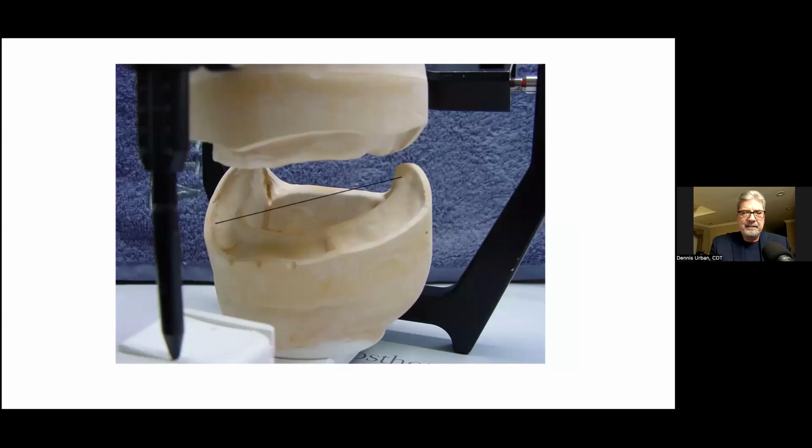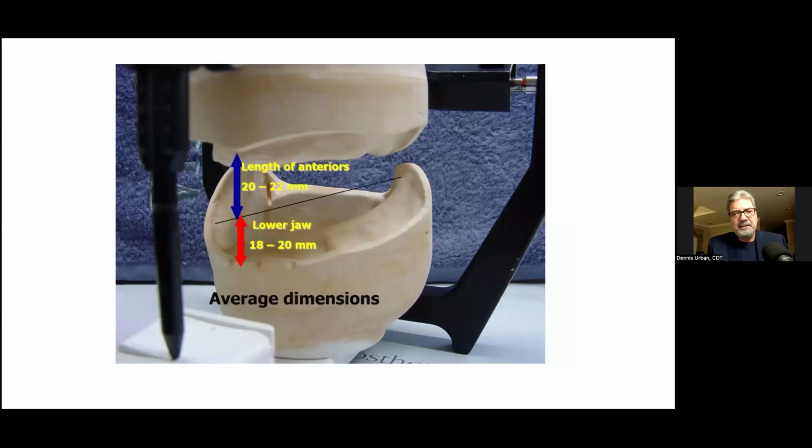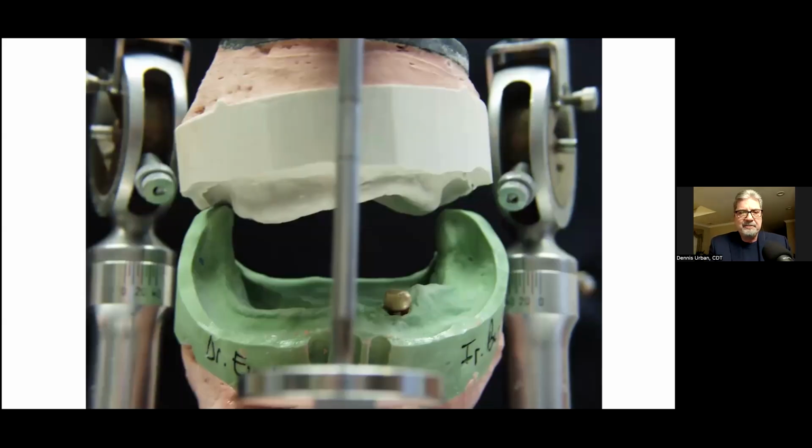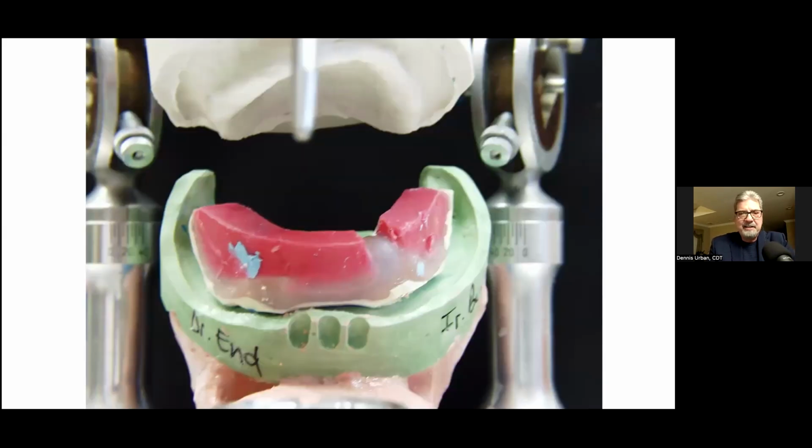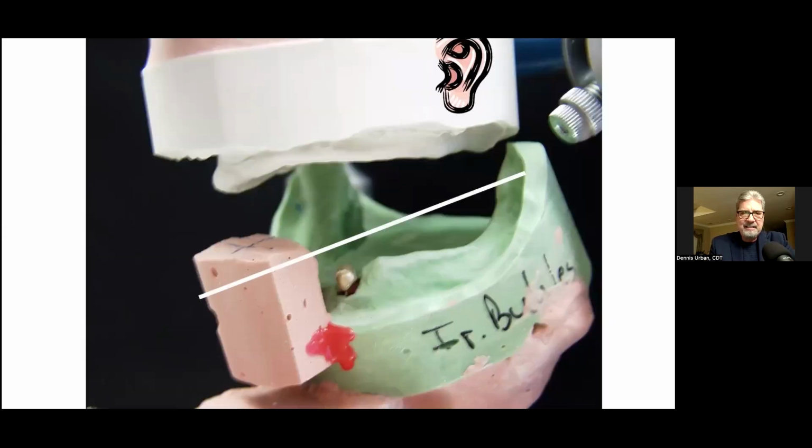And this is, we look at the average length of the anteriors and the lower anteriors, 20 to 22 and 18 to 20 millimeters. So I try to visualize the patient when I'm setting denture teeth. So that's why I like digital photos when we're setting denture teeth. So this particular one here, going two-thirds of the height of the retromolar pad, setting these denture teeth. Tip of the nose to the middle of the ear is a Camper's plane.